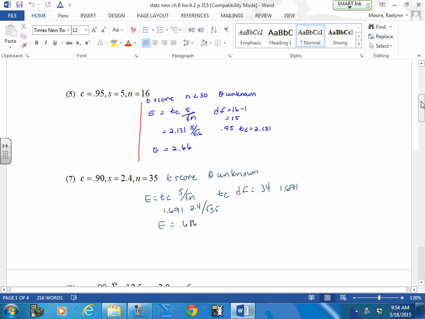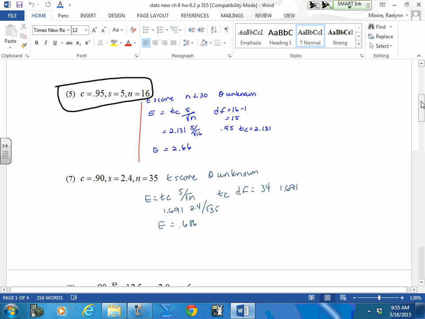All right, this one, you had to find your margin of error. Now, how did I know from this example that this is going to be a T, not a Z? What is the difference between sample standard deviation and population? If you know your population, you can use a Z-score. If you only know your sample, you have to use a T-score.